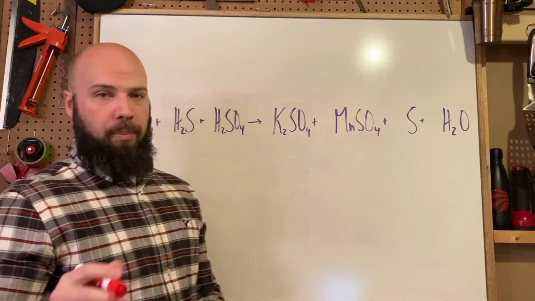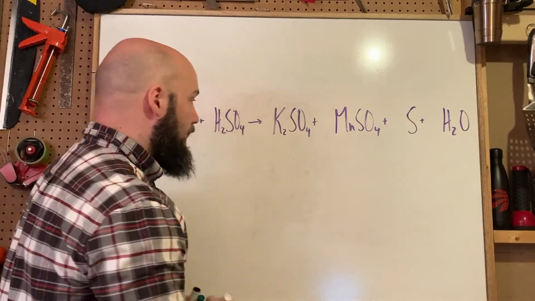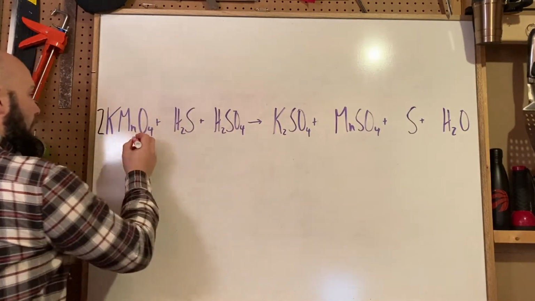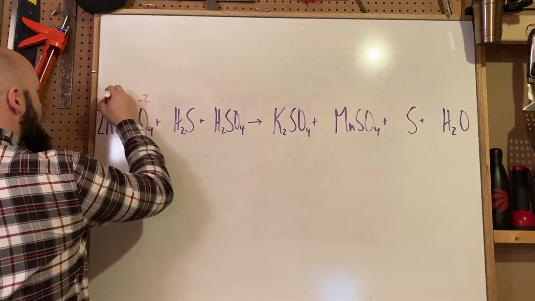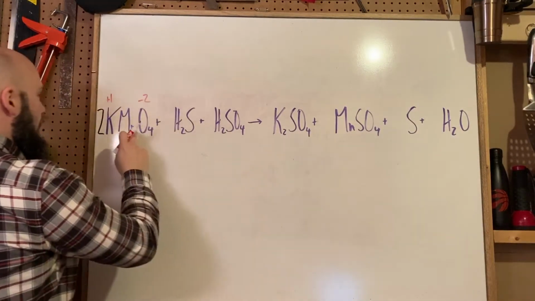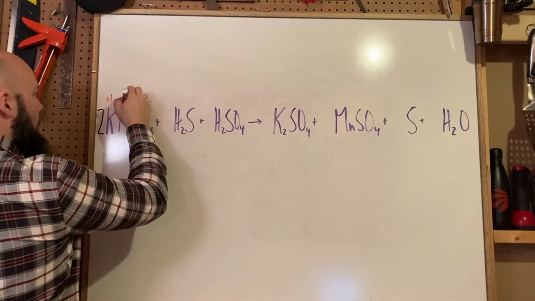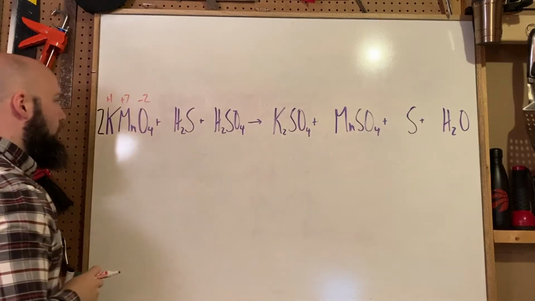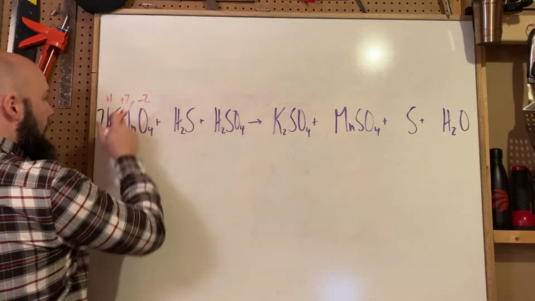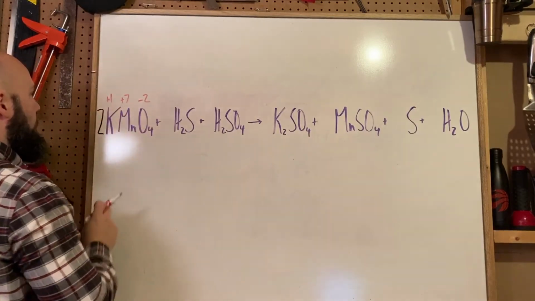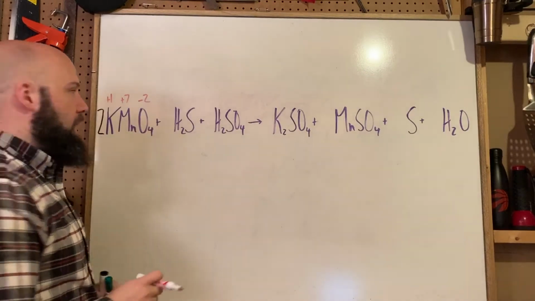So the first step in doing that is to write the oxidation numbers of each element. So here we have potassium permanganate, so oxygen is -2 and potassium is +1. This manganese would then have to be +7 because it's a neutral compound. 4 times -2 is -8. The +1 would mean -7, and the +7 would have to balance it out.